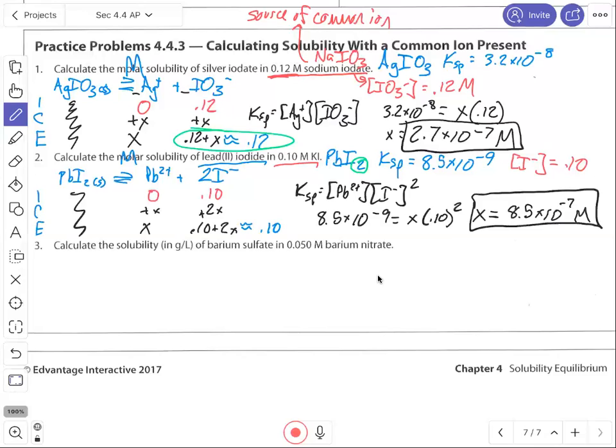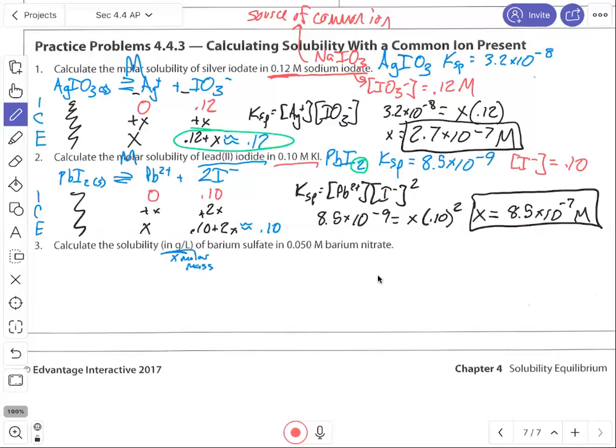Okay, so looking at number 3, what is the one subtle difference in the third problem from the first two? You gotta go from moles to grams per liter. Yep. So the previous problems were just asking for molar solubility. This is grams per liter. So again, the last step, if this is molarity, will be multiplying by the molar mass to get the final answer.